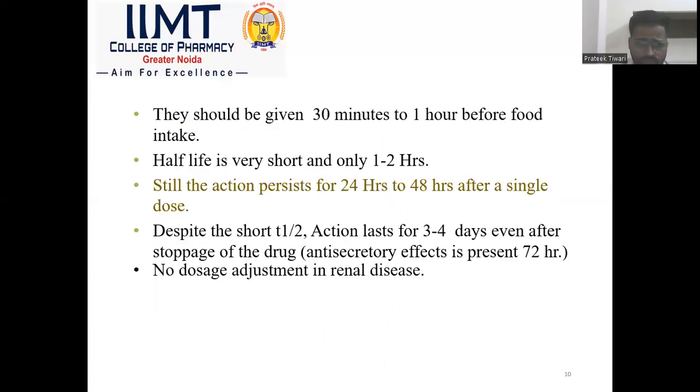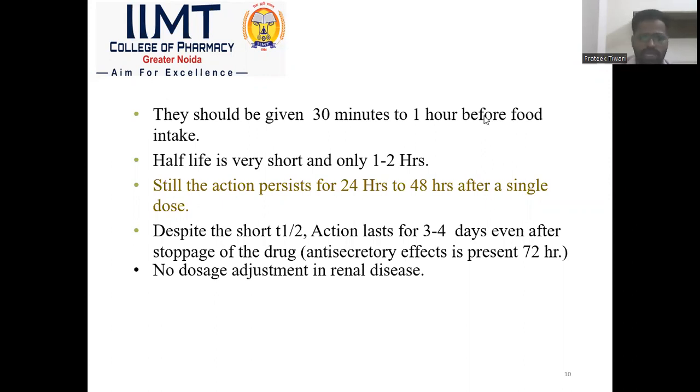For the optimal effect. Now, the half-life of PPIs is very short, but its action persists for 24 to 48 hours after a single dose. Although the half-life is very short, the effect or action of the PPI lasts for 3 to 4 days.